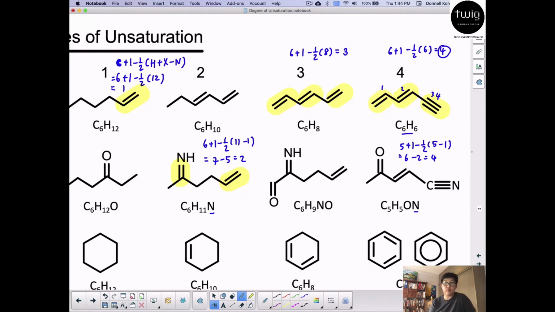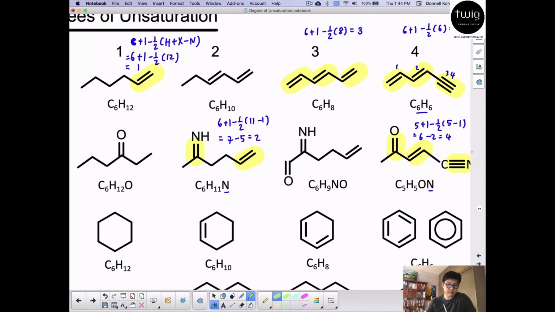So are there 4 degrees of unsaturation? Let's check. 1, 2, 3, 4. A triple bond is counted as 2 degrees of unsaturation. So you can see so far it works. Alright, let's look at the last concept over here.